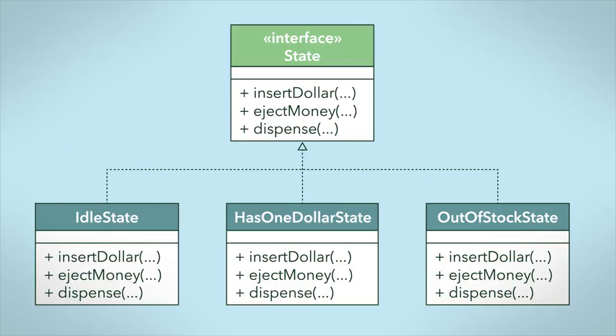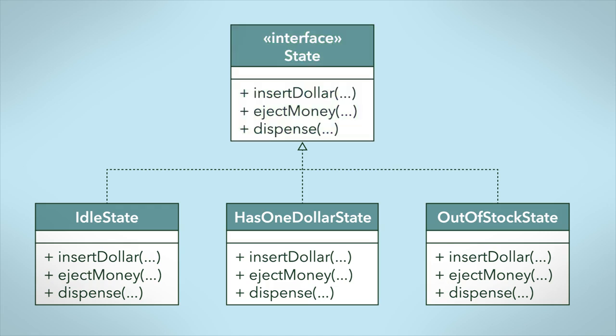But these state objects seem pretty passive and don't have much responsibility themselves. Let's now look at how you can restructure this properly using the state design pattern. We will define a state interface with a method for each trigger that a state needs to respond to, that is, insert dollar, eject money, and dispense.